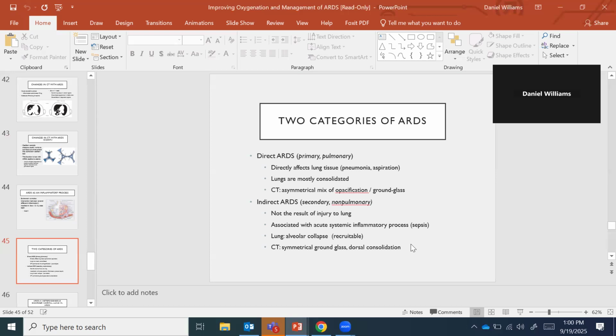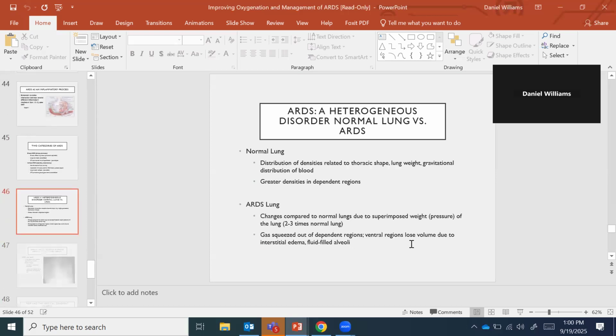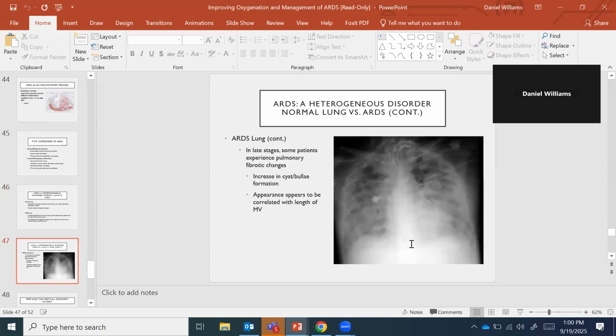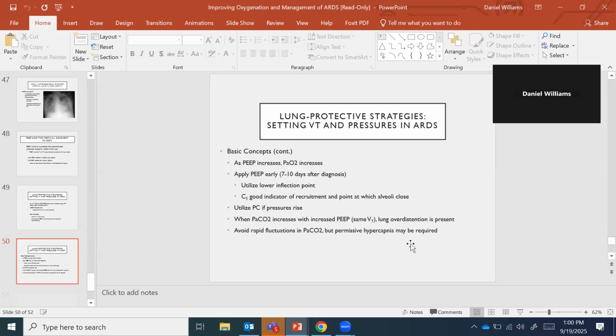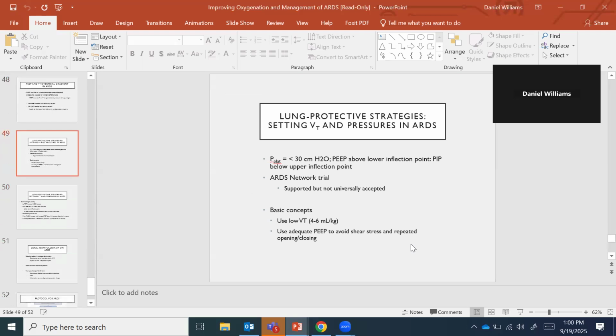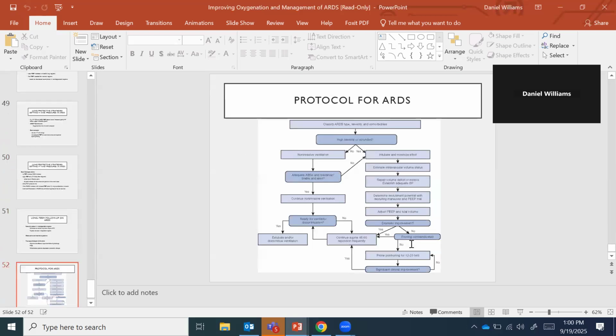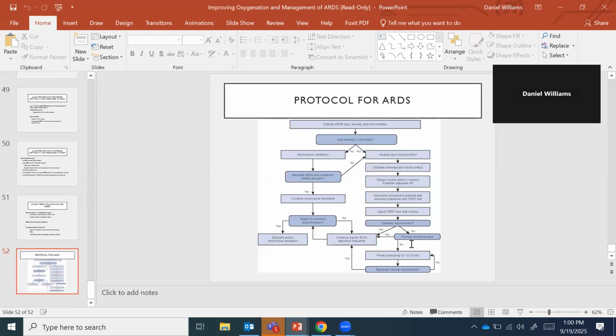We also talked about some of the changes that you might see within a radiograph for those patients as well. And then we reviewed the concepts of some of those lung protective strategies that we might employ as well. So that's pretty much what we did in week 5. It's a lot of information and a little time to cover.